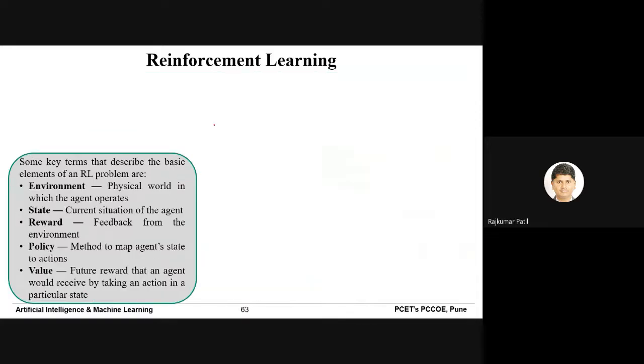Okay, but when we talk about reinforcement learning, different terms come into the picture. For example, environment, then the state, then what is a positive reward, a negative reward, what is the policy, what is the value, and their definitions can be seen. For example, environment means the physical world in which the agent operates. State means the current situation of the agent. A reward means feedback from the environment, and so on. Policy and value, you can read it. So these are the different parameters we need to consider while developing a reinforcement learning model, or when we talk about a reinforcement learning model, we should know about these parameters.